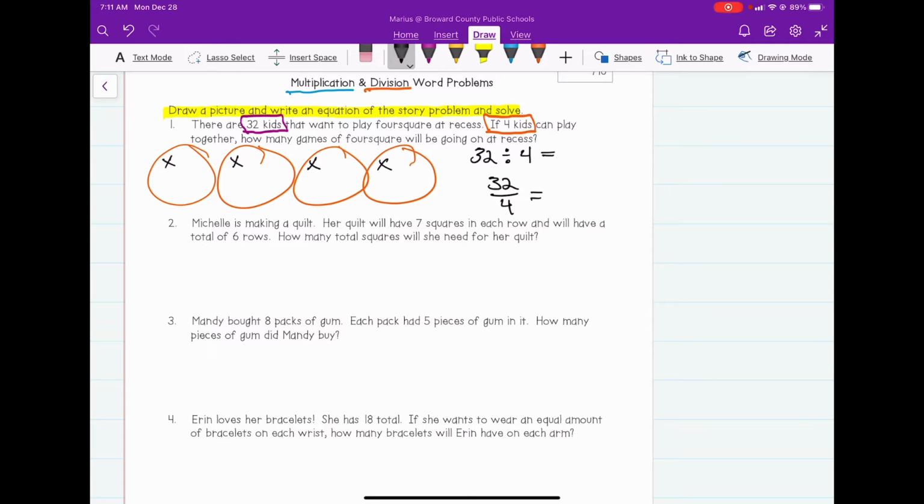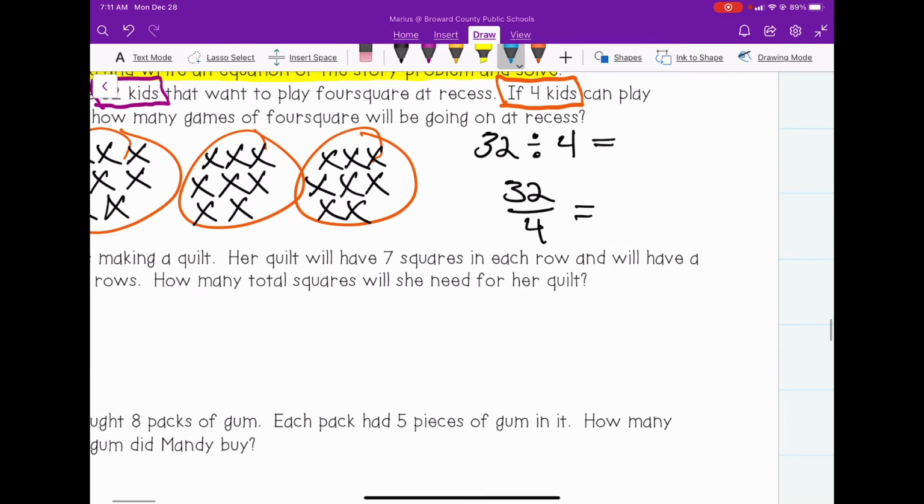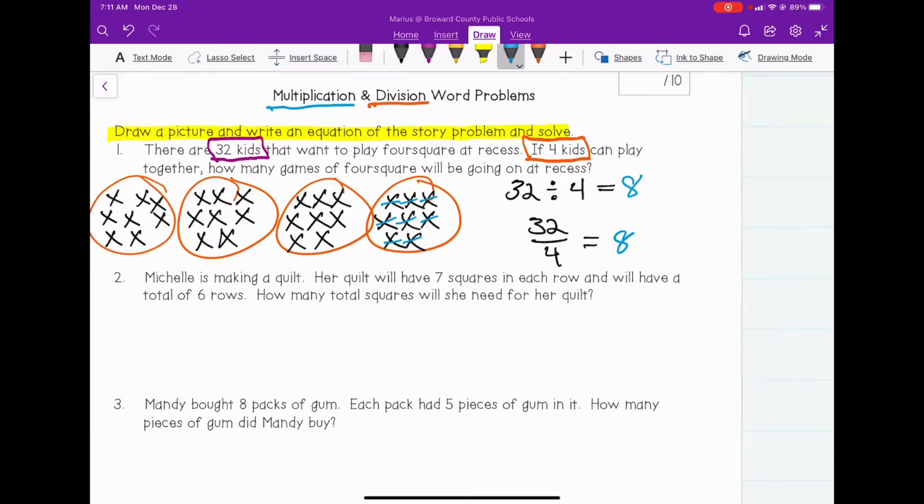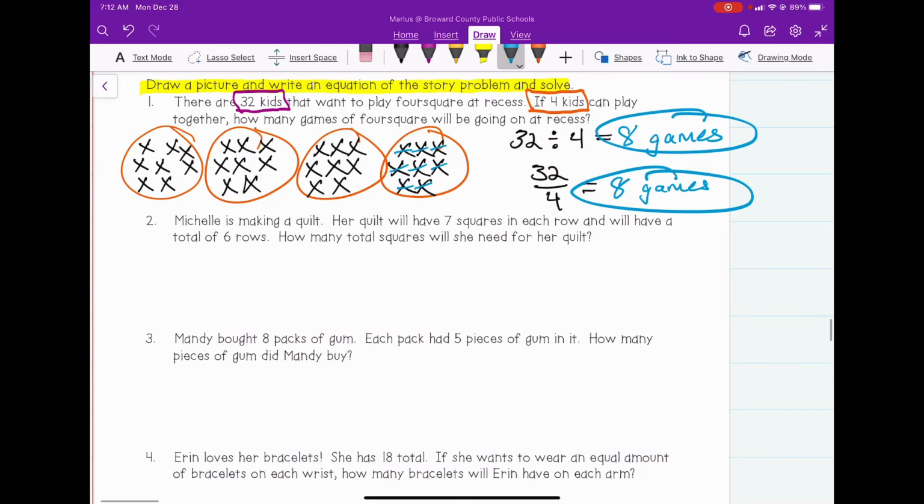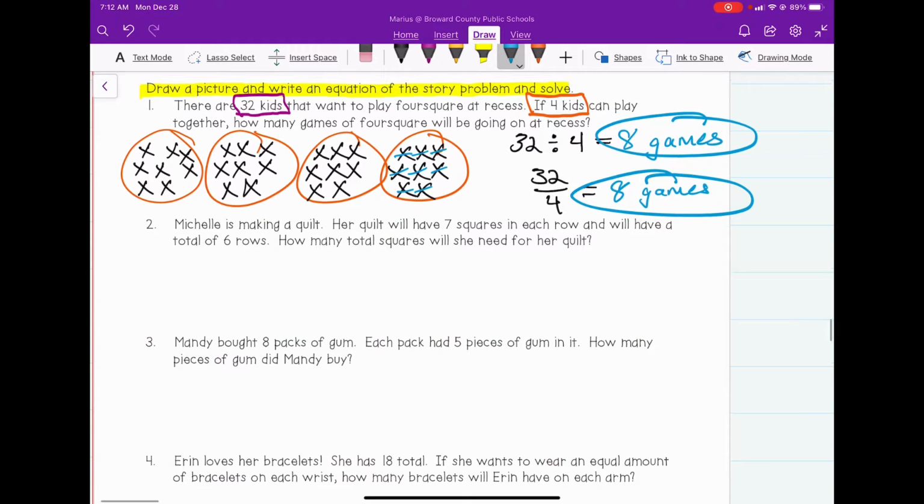Counting the X's up to 32. So now to get our final answer, now that we used up all 32 and we have them in 4 groups, we just need to count out one of the groups. Here we go. 1, 2, 3, 4, 5, 6, 7, 8. So 32 divided by 4 is 8. And the answer says how many games of Foursquare will be going on at recess? 8 games.